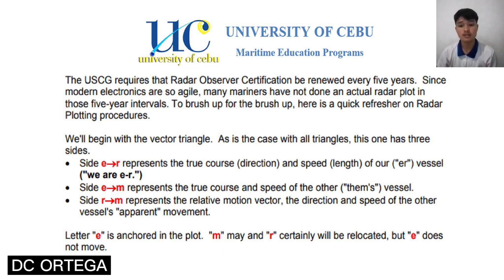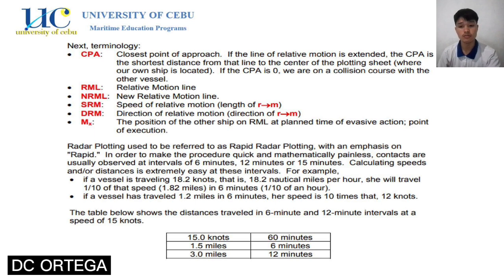As with all triangles, this one has 3 sides. Side E to R represents the true course and speed of our vessel. Side E to M represents the true course and speed of the other vessel. Lastly, side R to M represents the relative motion vector, the direction and speed of the other vessel's apparent movement. Letter E is anchored in the plot. M, and R certainly, will be relocated, but E does not move.